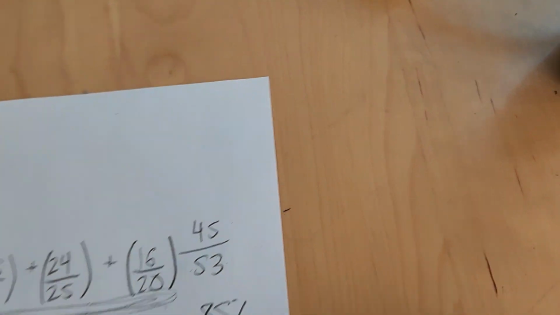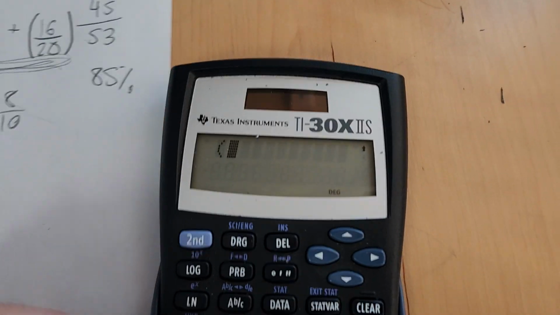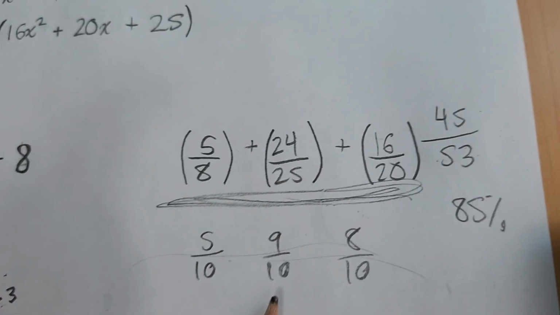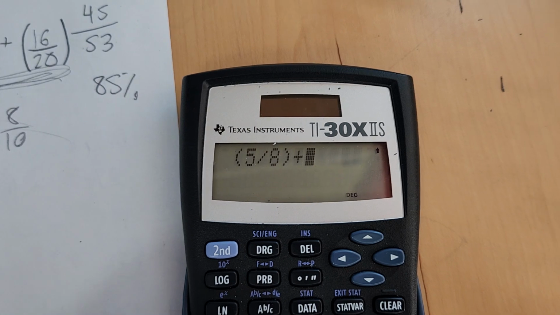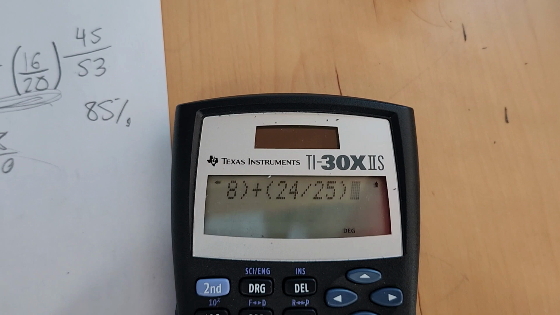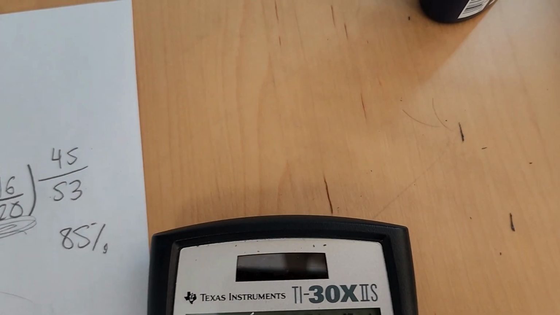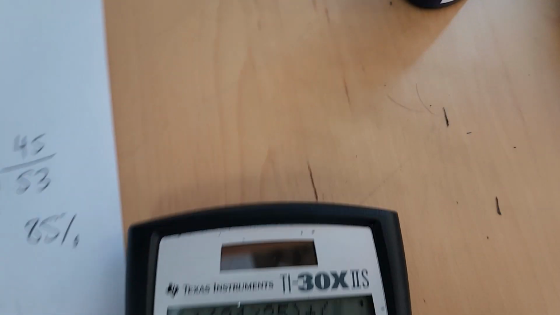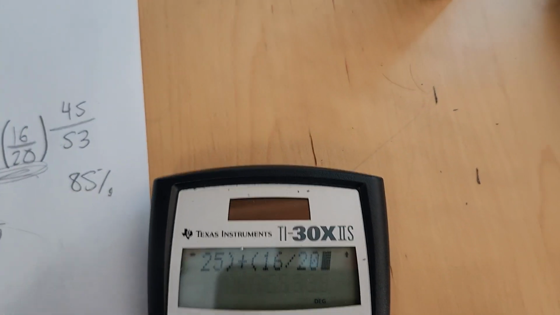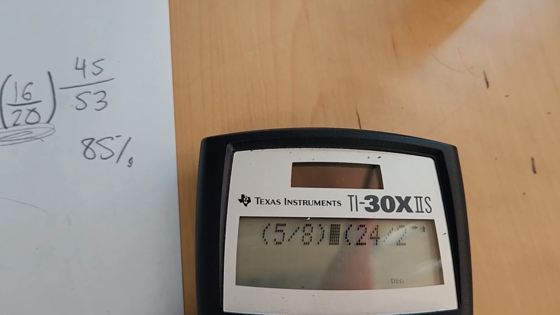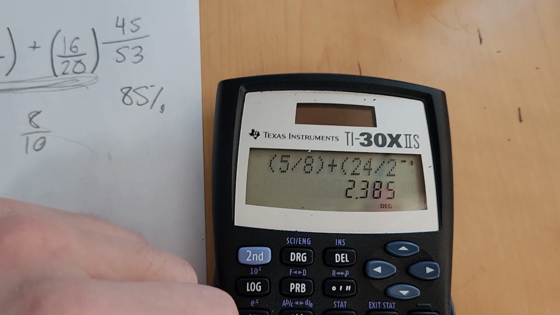And this is what I mean. So you go into your calculator, you put bracket 5 divided by 8, because that is the percent that you got in this section. So 5 out of 8 plus 24 divided by 25, because that's what you got in this section, plus, actually, hold on, I gotta put the bracket. I'm stupid. 16 divided by 20. Because this is the percentage that you got in each of the categories. And you put equals.